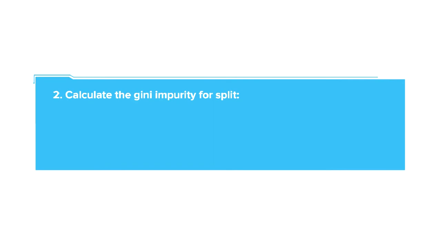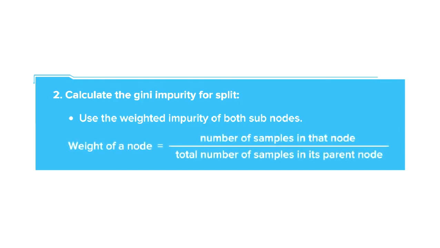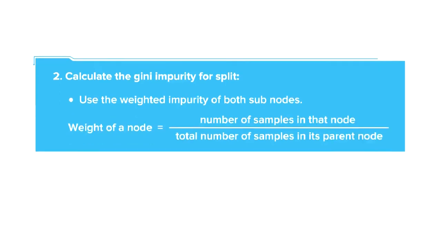Once we have calculated the Gini impurity for subnodes, we will calculate the Gini impurity of the split using the weighted impurity of both subnodes of that split. Here, the weight of a node is the number of samples in that node divided by the total number of samples in its parent node.